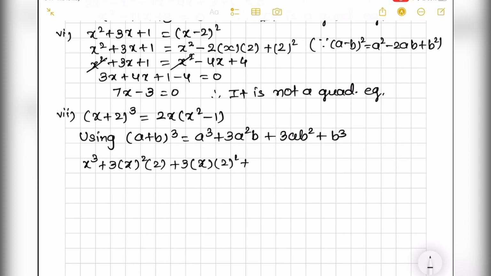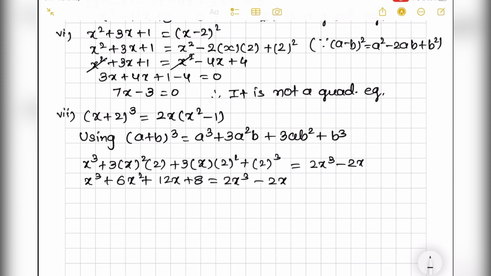plus b cube, so 2 cube equal to, if I multiply 2x with x square, so 2x cube minus 2x. So now it became x cube plus 6x square plus 12x plus 8 equal to 2x cube minus 2x.